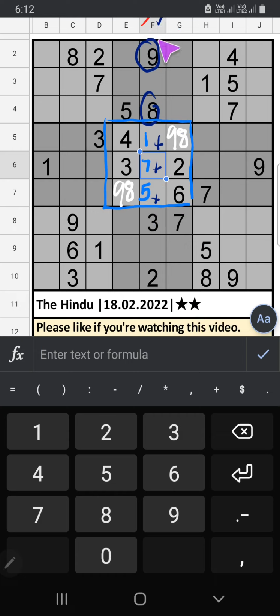Column F, only 2 numbers are remaining: 4 and 6. In the 9th row, we have 6. So 6 can't come in this cell. 6 is confirmed here. Then 4 is here.